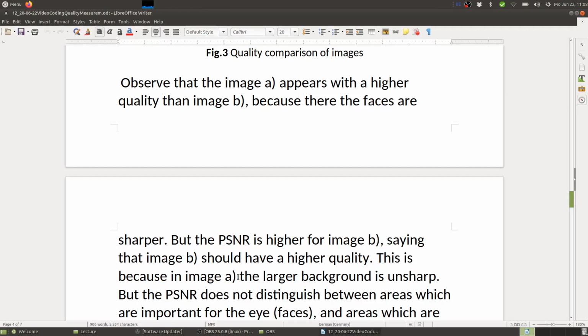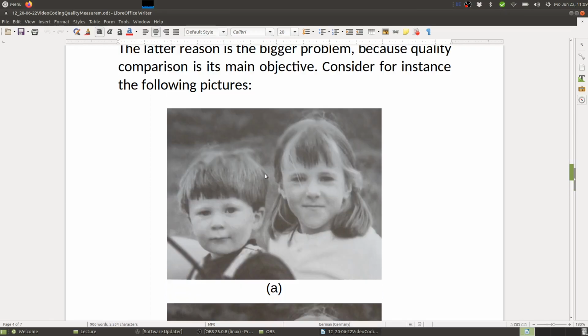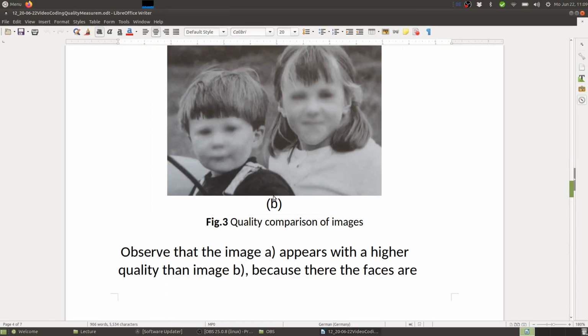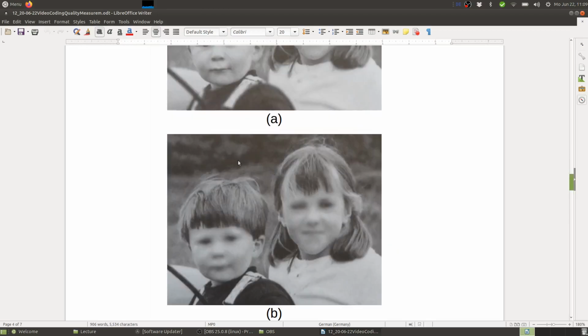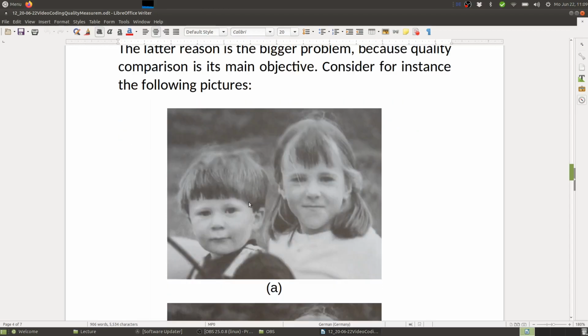And this is because in image A, the larger background is unsharp. So when you look back at the picture, here the faces are selectively sharp, and these are the most important part of the image where people look, right? Whereas here, the background is more unsharp. When you compare it, the background here is sharper, and here it's less sharp. But usually people don't look much at the background. Often it's actually intended to be unsharp, so that people look at the faces. And yeah, that's why image A looks much better, right? Because people like to focus on faces.